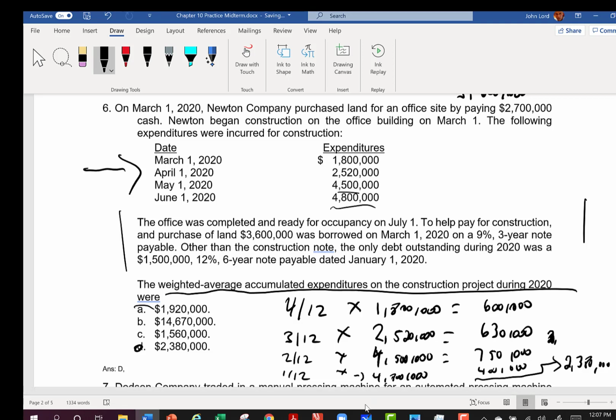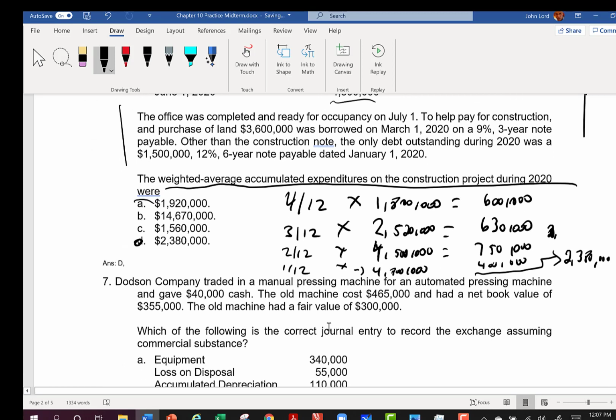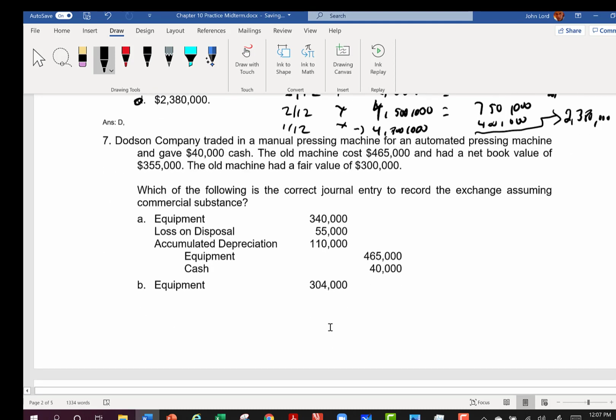So the key takeaway from that example question is, hey, be careful. You only calculate your weighted average accumulated expenditures, and you're only going to capitalize interest for periods in which the construction is actually ongoing. So for that year, since they finished in June, we only count the months for which the construction was going on, before it finished July 1st. Okay? Okay, good. Now, you come over to this next question, and we have the question of non-monetary exchanges.